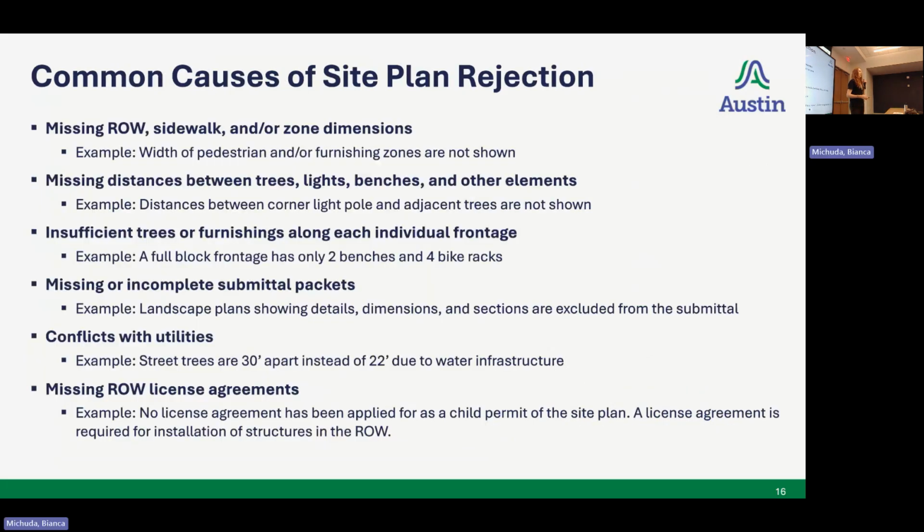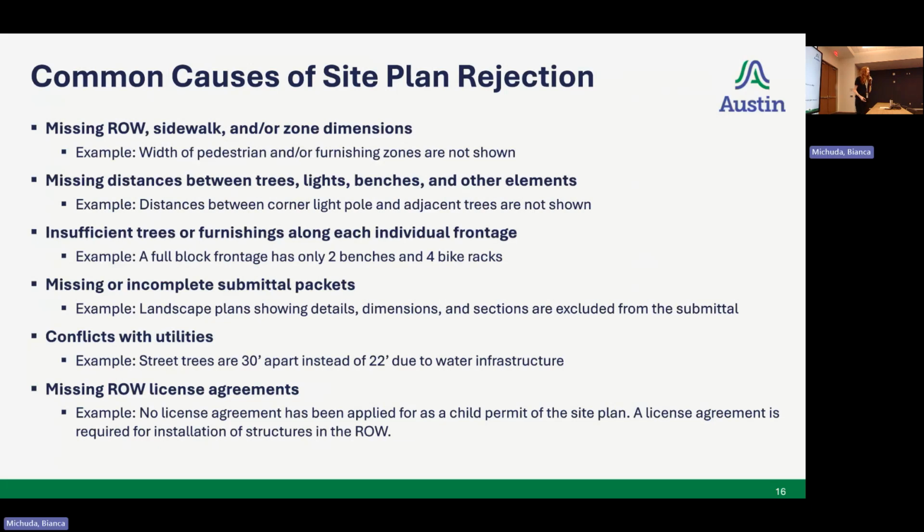Common reasons for site plan rejection. First of all, the right-of-way and/or pedestrian zone dimensions are missing from the site plan, so make sure those are there. Also missing are distances between all Great Streets elements: lights, trees, benches, bike racks, and other elements as well. And having sufficient streetscape furnishings along each street frontage. So if you have 8 bike racks, you've got Great Streets. If you have 4 benches remaining, Great Streets.